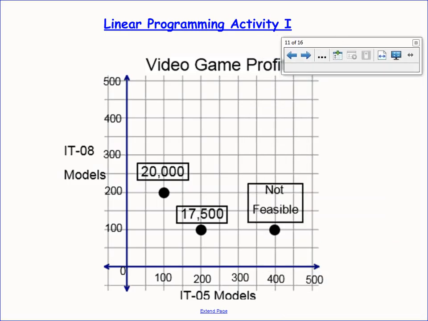So in the beginning, right, we were posed with the task of determining the optimal combination of IT05 models and IT08 models so that we maximize profit. So we were given a couple of different combinations of 05s and 08s, and we saw that some of them produced a profit, like $17,500 if we made 200 05 models and paired that with 100 08 models, versus $20,000, which was a little bit more money, if we manufactured 100 05 models and 200 08 models.